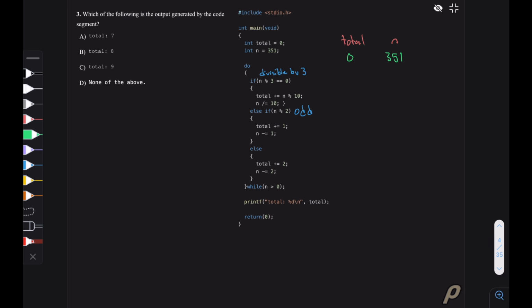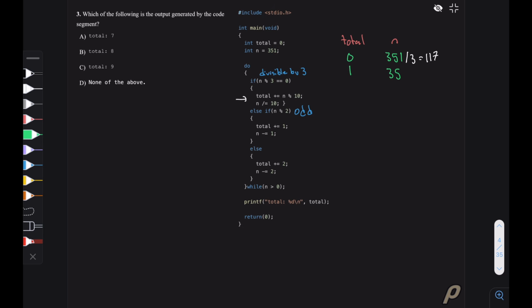Our total starts at 0 and n is 351. So we do 351 modulus 3, and when we divide by 3, that is a whole number, 117. Therefore, we enter this body right here, and we do total plus equals n mod 10. Our total becomes 1 now, and then we divide n by 10, which gives us 35.